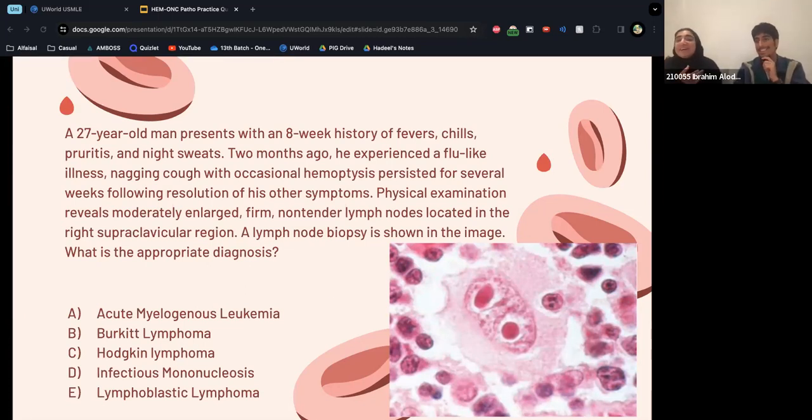Guys, come on, give me a chance to read the answers. Okay, the majority of you are saying C, Hodgkin's. Correct. Yeah, it is Hodgkin's. You guys are right.